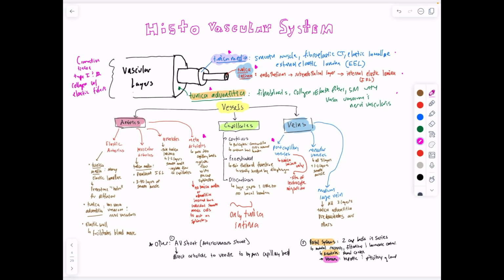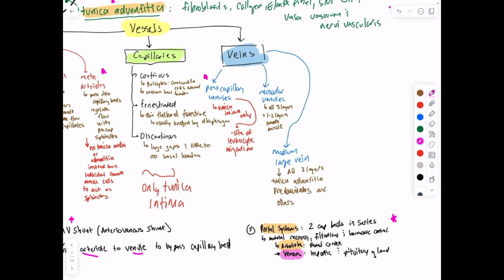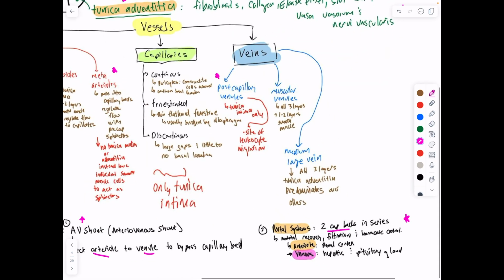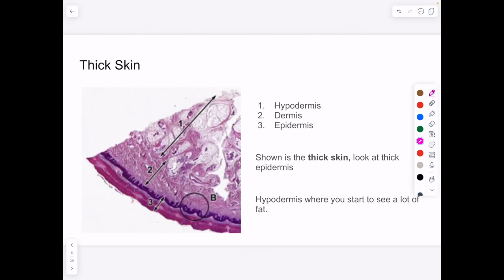Other thing to know, we have something called AV shunts. So AV shunts are arteriovenous shunts, direct arterial to venous connections to bypass capillary beds. And then our portal systems, we have arterial and venous portals, arterial in the renal cortex and venous in the hepatic and pituitary glands. It's when two capillary beds are in series, connected by an arteriole or connected by a venule.